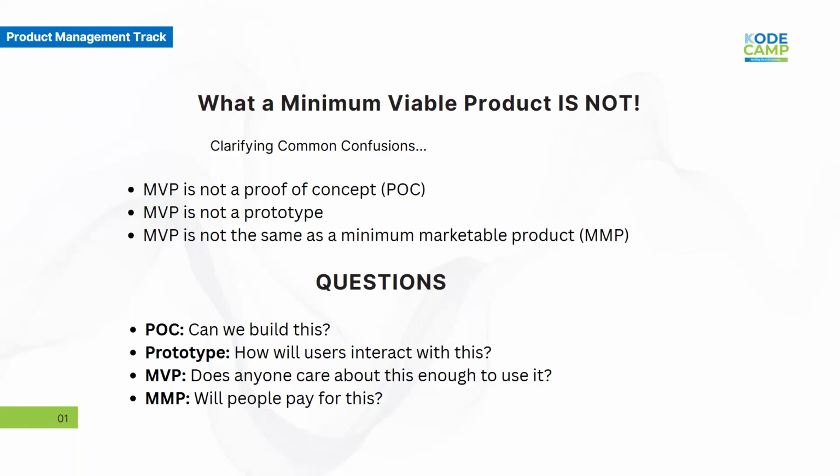So think of it this way. The POC helps you answer questions like, can we build this? And the prototype helps you answer questions like, how will the user interact with this? And then you move on to the MVP. The MVP answers questions like, does anyone care about this enough to use it? Are they going to interact with it? And then you have the MMP that answers the question of, will people pay for this?